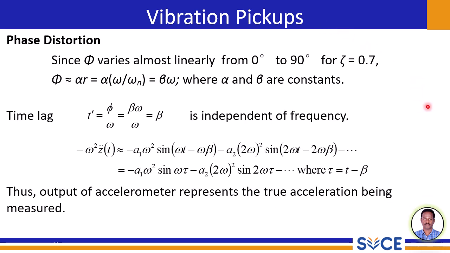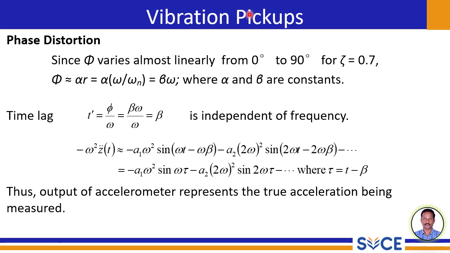We have seen that phase differences for frequency components lead to phase distortion. Now let's consider if there are conditions under which the phase shift becomes more predictable and less frequency dependent. It turns out that for damping ratio psi equal to 0.7, the phase angle phi varies almost linearly from 0 to 90 degrees over a certain frequency range. In this near linear region, we can approximate the phase shift phi as being proportional to frequency omega.